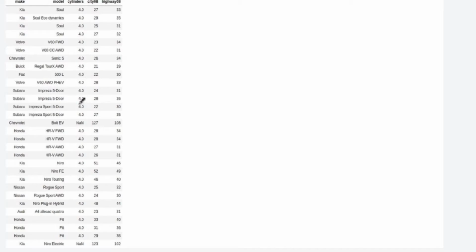These either say 4 cylinders or not a number, which, let's see, what are those cars? The Chevrolet Bolt EV and the Niro Electric by Kia. So these are clearly both electric cars. That's why they don't have cylinders, because they don't have internal combustion engines. And we have the city miles per gallon and the highway miles per gallon. Let's take a look at a visualization of this.